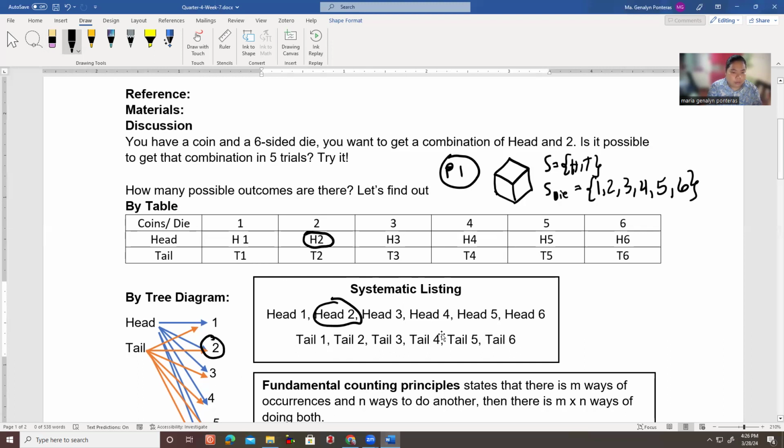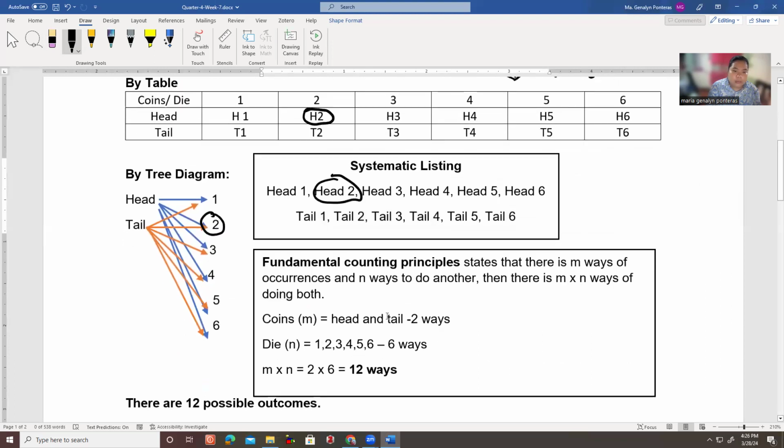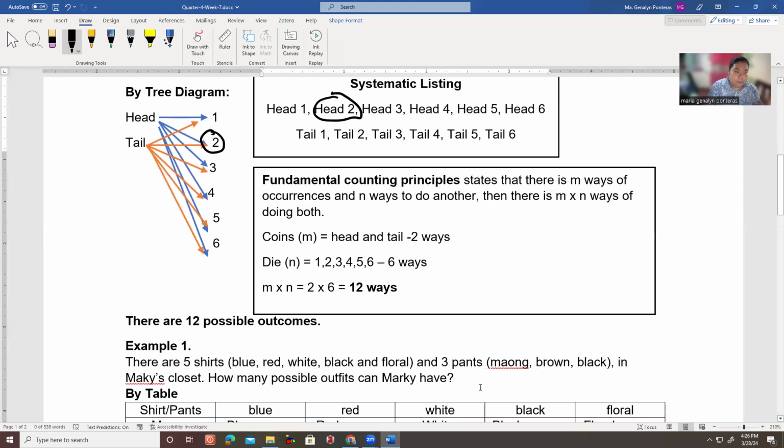In tree diagram, you have that one. In fundamental counting principles, the key is to determine how many possible outcomes there are. Head two is already included in 12 ways. So there are 12 possible outcomes.